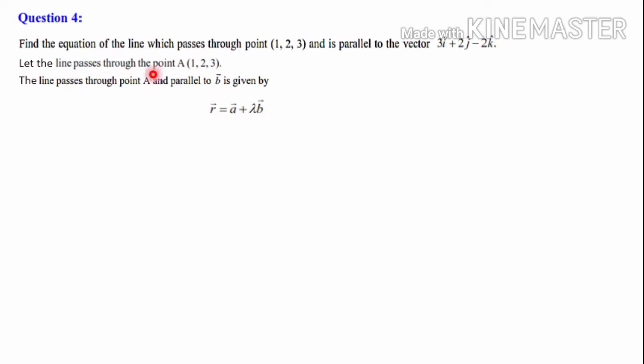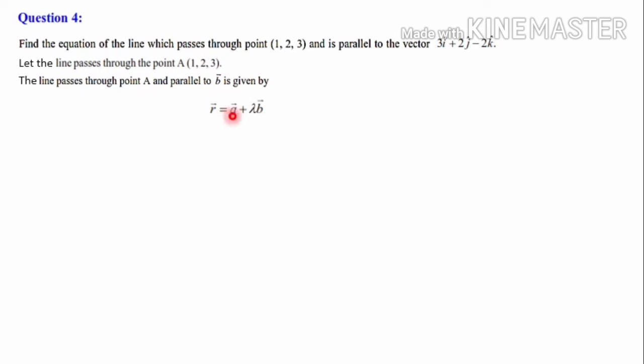So let the line pass through the point A. We have taken simply one alphabet A, that is the passing through point. Then vector B is the parallel vector. Vector R is equal to A plus lambda B is the formula. The first duty is to write vector A and vector B. Vector A is the position vector of point A. This time we have to recall the derivation we have done for the formula.